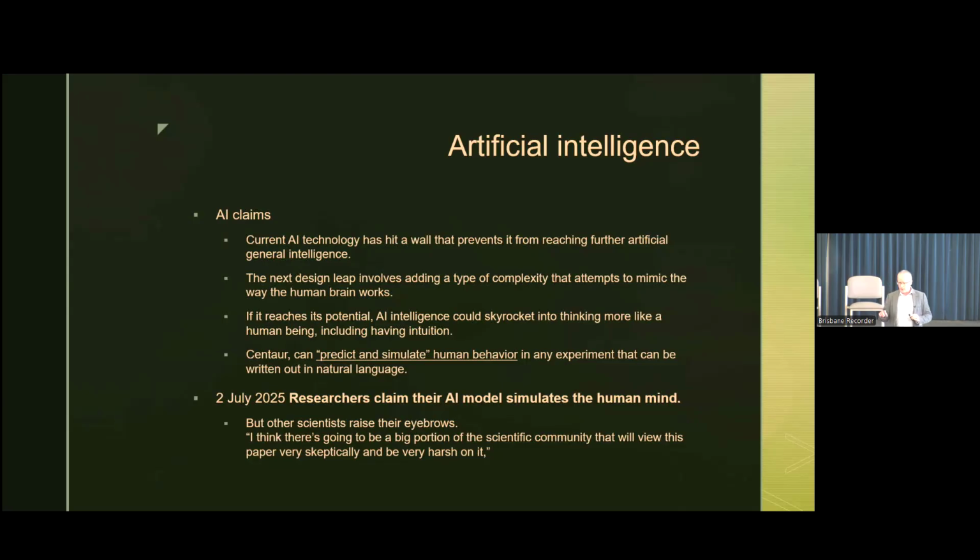That only came out on the 2nd of July 2025, so this month. There was a paper that was written in respect to researchers' claims about AI being able to simulate the human mind. But there was a lot of pushback on that as well, and here's one of them. I think there's going to be a big portion of the scientific community that will view this paper very sceptically and be very harsh on it. So it's by no means something that is definite.